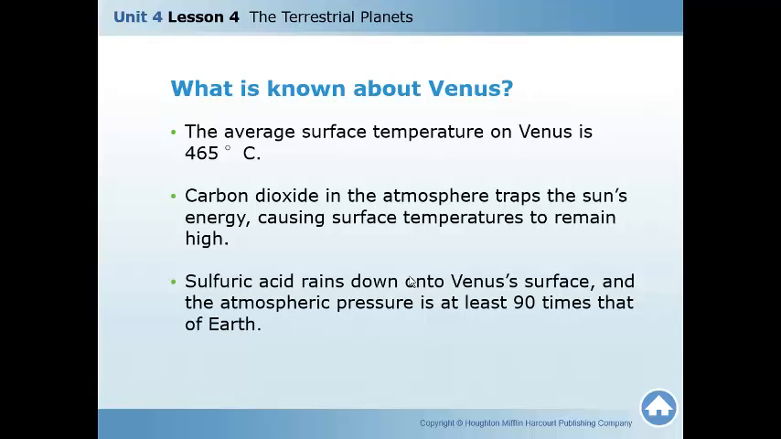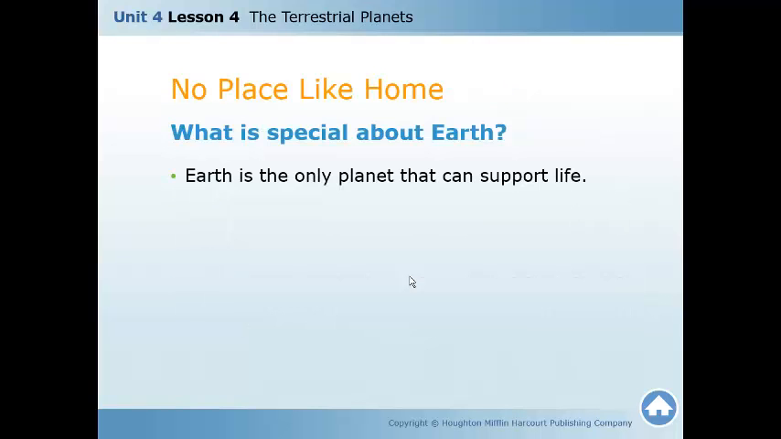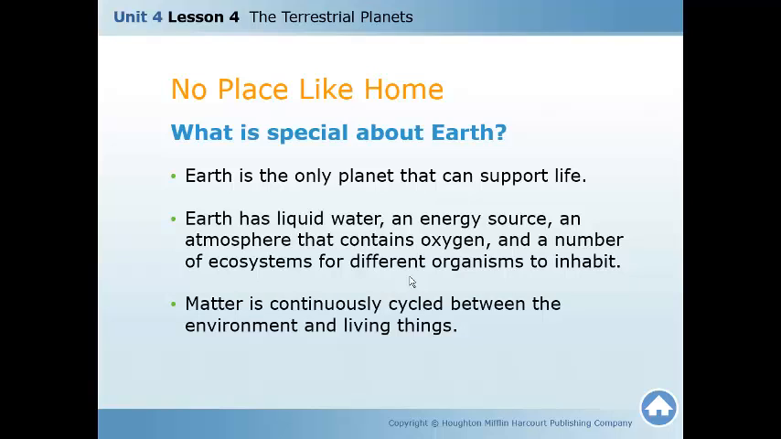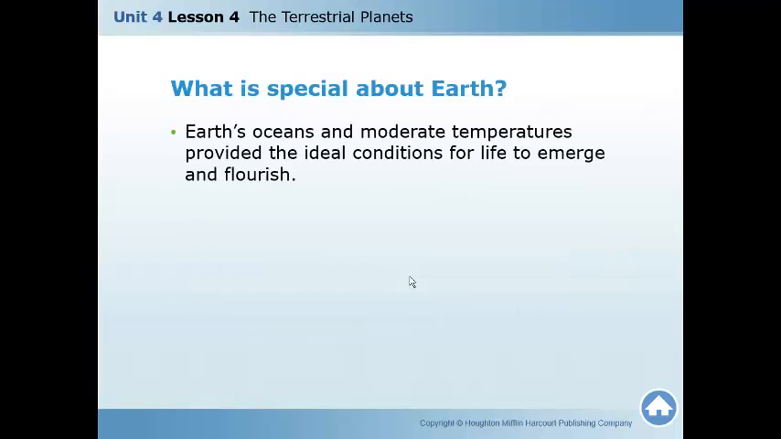Sulfuric acid rains down onto Venus's surface, and the atmospheric pressure is at least 90 times that of the Earth. What's special about Earth? Earth is the only planet that can actually support life. Earth has liquid water. It has an energy source in the sun that's actually useful to us. It has an atmosphere that contains oxygen and many ecosystems for lots of different organisms to inhabit. So that's what we're talking about, different biomes and things like that. Matter is continuously cycled between the environment and living things. So we're constantly recycling that matter.